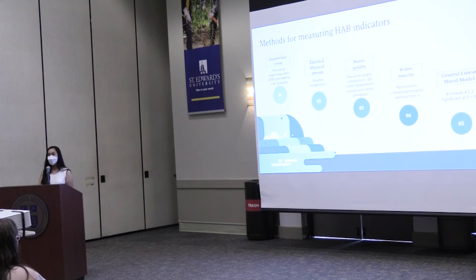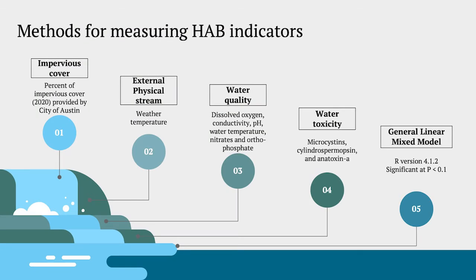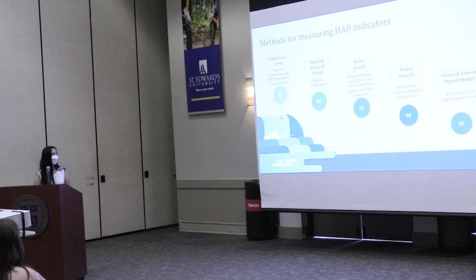And then lastly, I ran a general linear model using the R program, where the dependent variable is the 3 toxins that I mentioned, and the independent variables are the 8 different indicators that I measured. And since my sample size is relatively small, we use a significance of p less than 0.1.